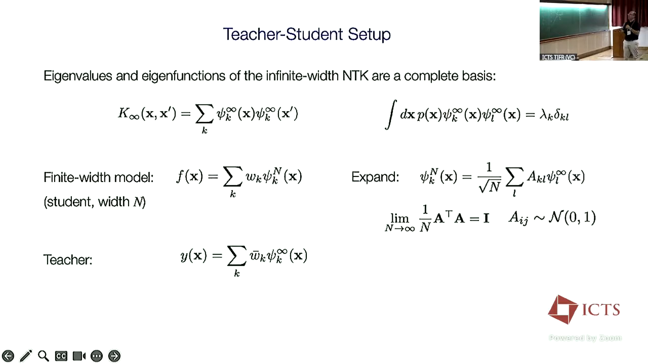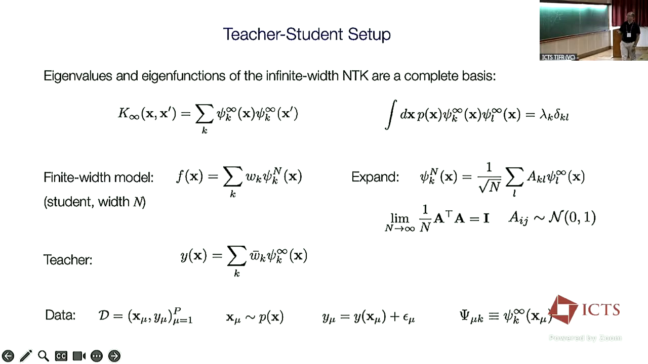Okay, good. For the teacher, I'll assume there exists a certain decomposition of a teacher model in terms of the features of the infinite width model. And then I'll commit to a particular data. This is a teacher-student model, so I'm actually now generating data. The x's will be sampled from some distribution. This distribution is the same P that goes in here. And there will be a function y described this way that generates labels plus some noise and so on. And I'm describing this matrix psi_mu k. The mu index here corresponds to the data sample, and k corresponds to the particular function that we're talking about.